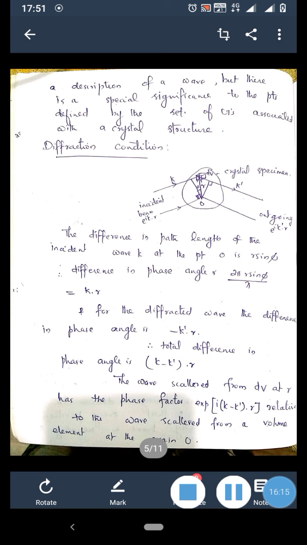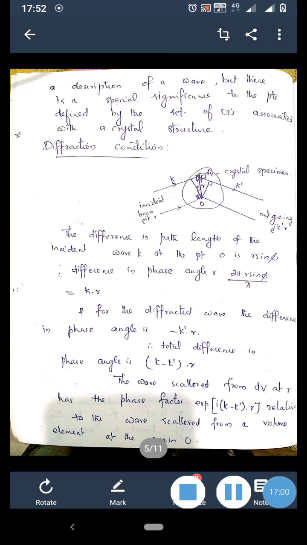A diffraction pattern is a map of the reciprocal lattice of the crystal, and a microscope image is a map of the crystal structure in real space. The reciprocal lattice is a lattice in the Fourier space associated with the crystal, and wave vectors are drawn in Fourier space. The wave vector, 2 pi by lambda, is a quantity related to Fourier space, so every point in Fourier space can be described as a wave, but there is a special significance to the points defined by the set of G's associated with a crystal structure.